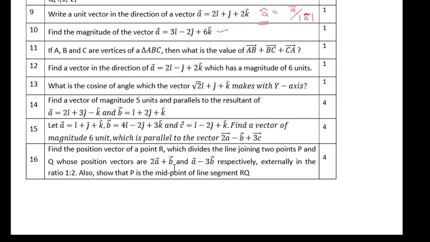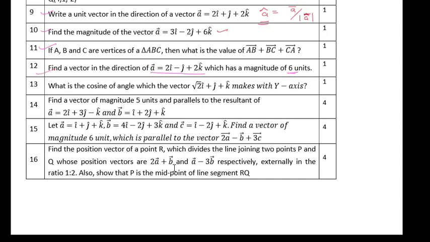Eleventh problem done, 10th done, 11th done. Now 12th question: find a vector in the direction of A bar which has a magnitude of 6. Again, this kind of problem we have solved. First we find a unit vector in the direction of A, and then we multiply that unit vector with 6.